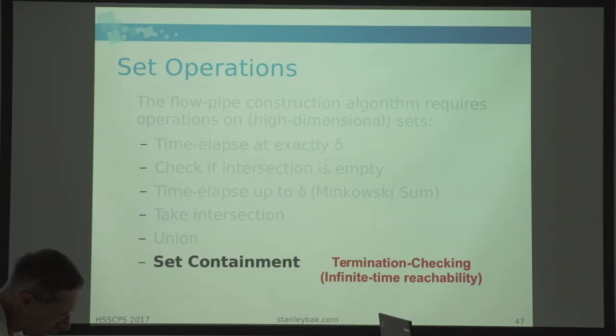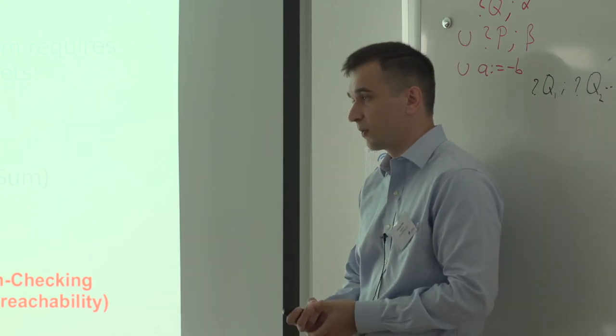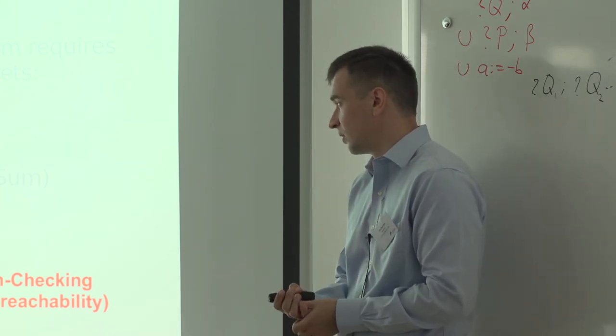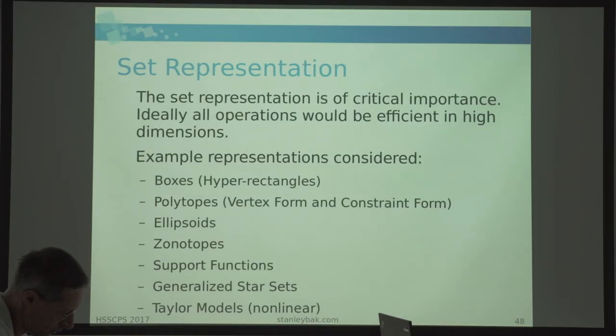And then finally, set containment. So this one's not used as often in hybrid systems research and tools, but really if you want to talk about infinite time reachability, you need to check if your set of states is contained within a set of states you've already computed. And so you need set containment checking within your representation. So as you can see, you want all those operations, but the representation you use will affect how well you can actually do those operations.